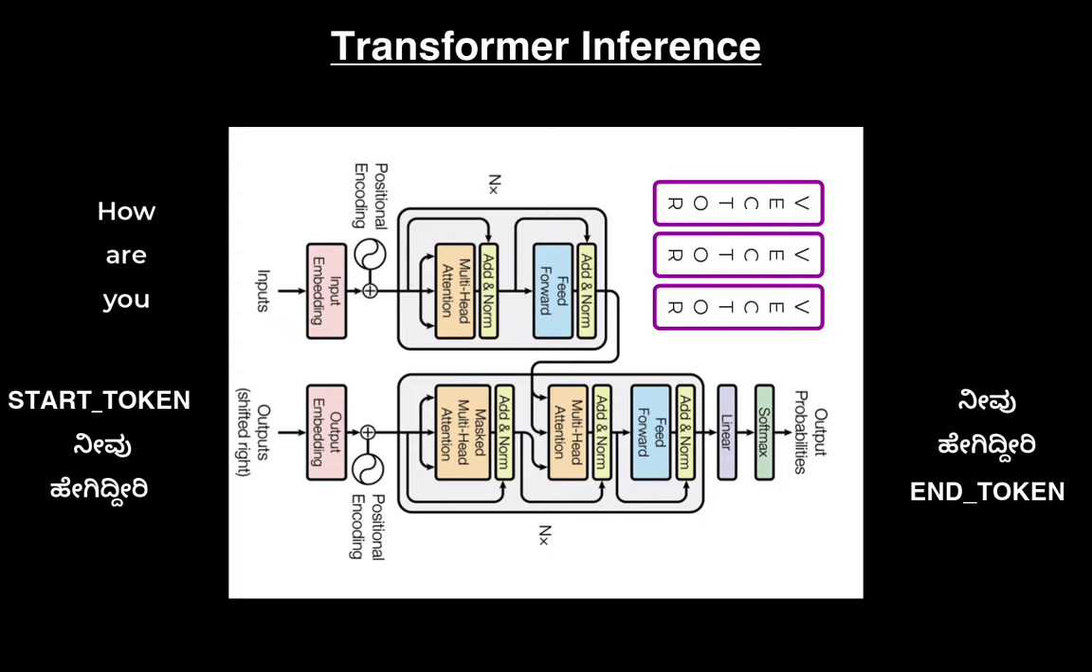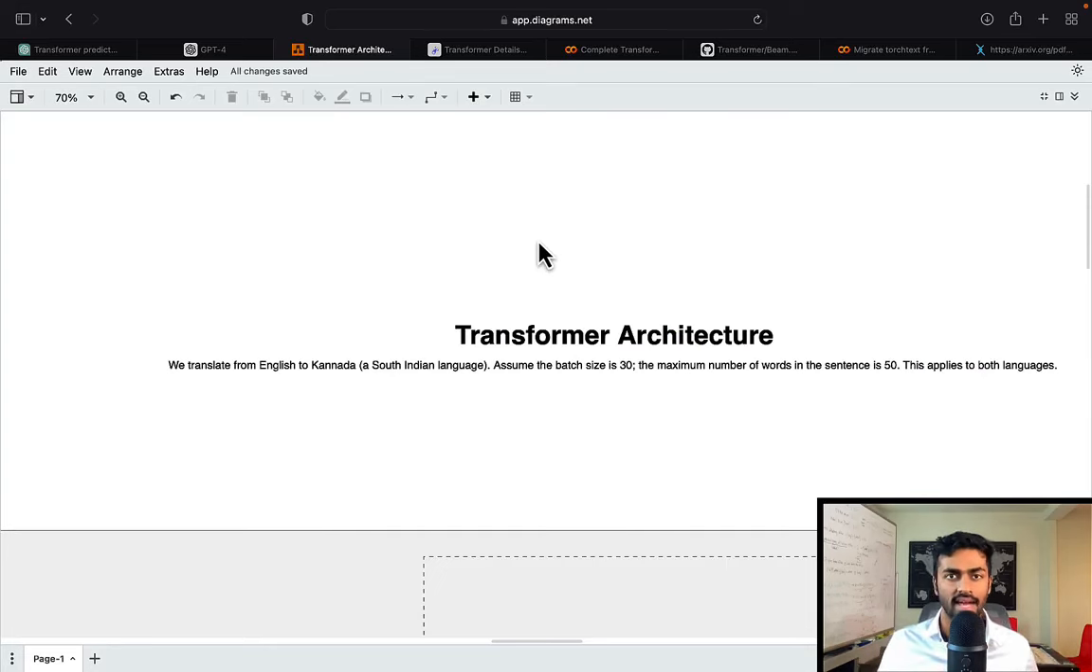Now that we took a look at how training and translation inference happen at a very high level, let's blow this architecture up and look at some details. Before starting, let's lay out some hyperparameters that we're going to be using through the conversation. So we're translating from English to Kannada. We'll assume that the batch size is 30. The batch size means that we are passing in 30 sentences at once through the network in order to update the weights of the entire network once. And the maximum number of words that a sentence can possibly have is 50. This applies to both languages to keep it simple and consistent when we're seeing it in the diagram.